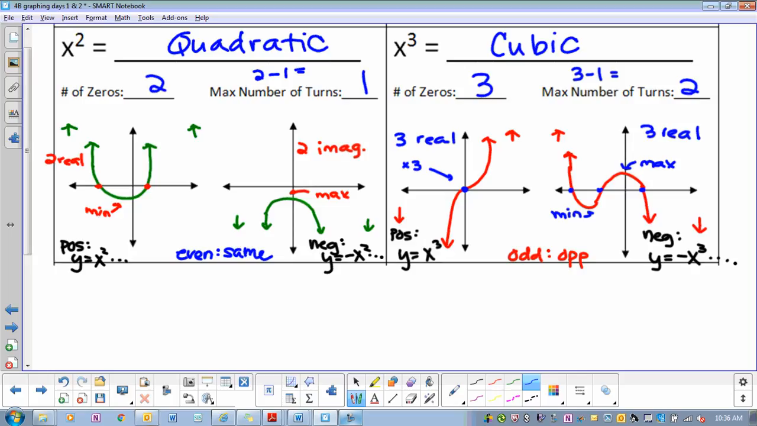There are no distinct terms, but this is the parent function for an x cubed. All right? So that was just a really weird one. I wanted you to see that. Okay? Any questions?